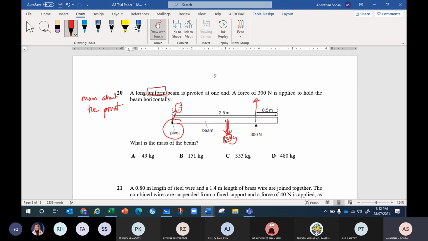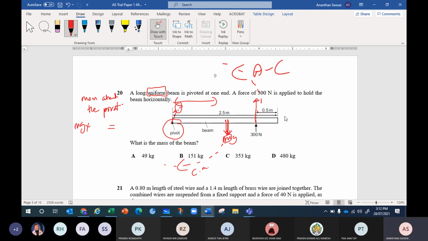So mg gives what moment? Clockwise moment. 300 gives an anti-clockwise moment. So they should be balanced, right? So what is the moment caused by the weight? Mg times perpendicular distance. What's the perpendicular distance?